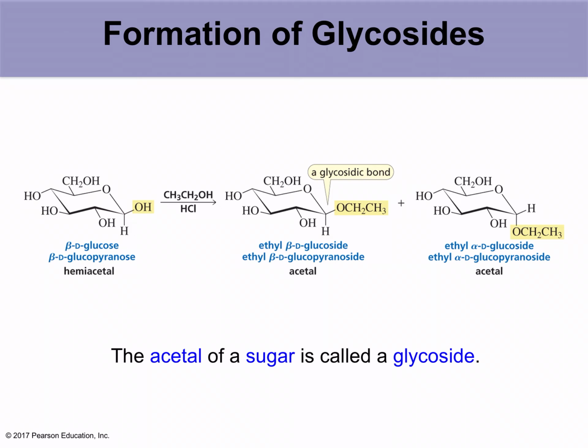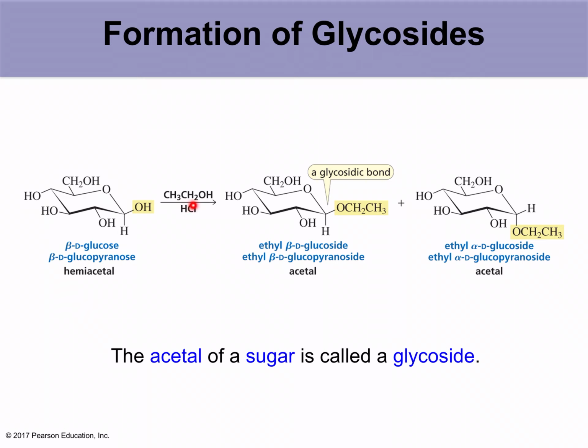Okay. Formation of glycosides. In the previous part we learned that when the cyclic form is formed, we create hemiacetals. The formation of a glycoside creates an acetal. Remember, an acetal is a carbon with two alkoxy groups, OR groups. Now this is beta D glucose. Remember, beta means the anomeric carbon hydroxyl is facing up. Or we can call it beta D glucopyranose because it's a 6-membered ring, which is a hemiacetal.